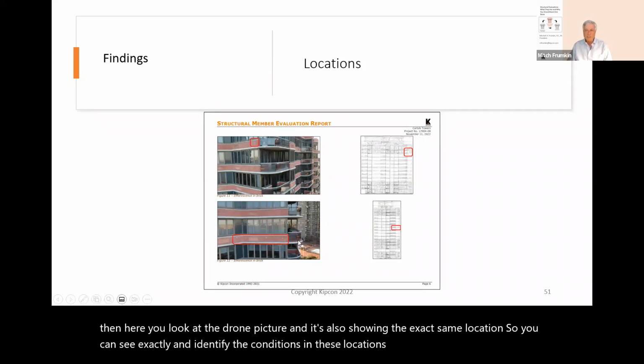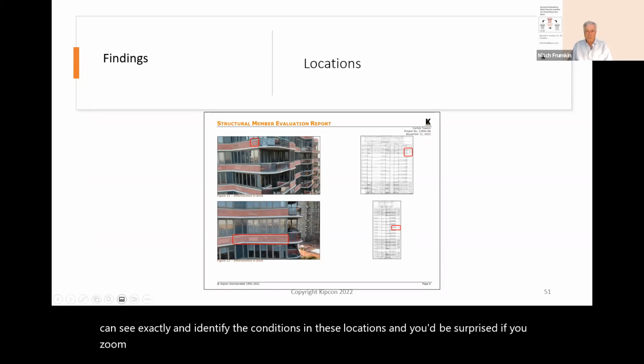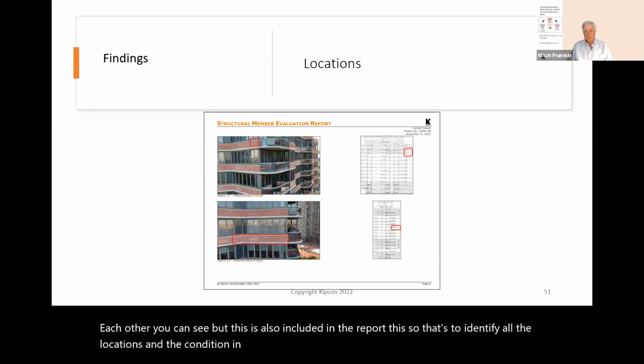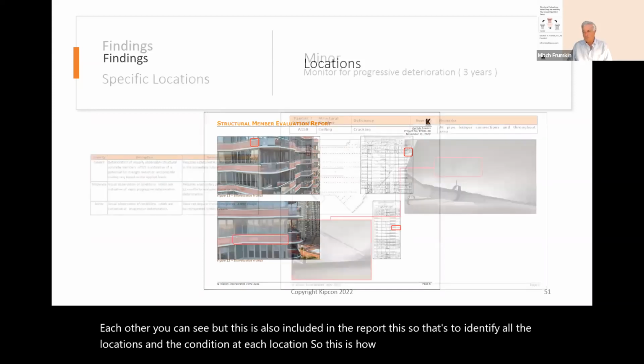And you'd be surprised, if you zoom in on these drone pictures, you can see cracks in concrete, you can see all kinds of things. It's amazing clarity and detail that you can see. But this is also included in the report because it has to identify all the locations and the condition of each location. So this is how it should be tracked.